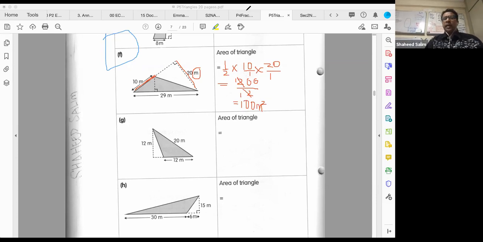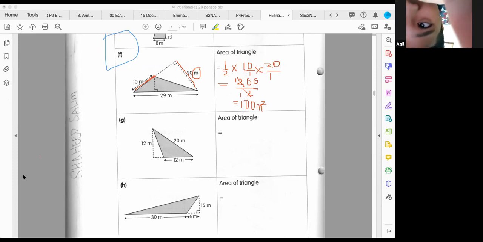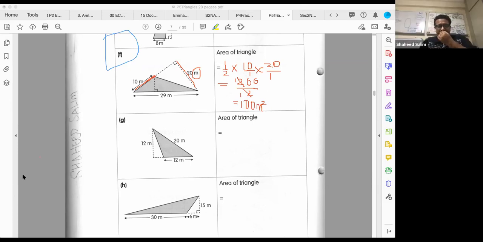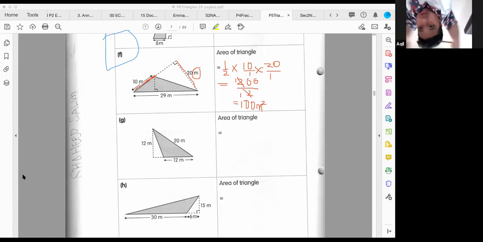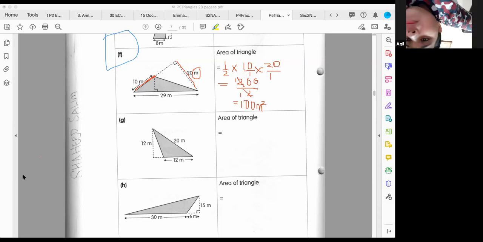Okay, then you try G and H. Done. Okay, let me check now. For number H, I had to do it not mentally, but G I did mentally. Okay, let us see now. G is correct. H is not correct. Your G is correct, your H is not correct.